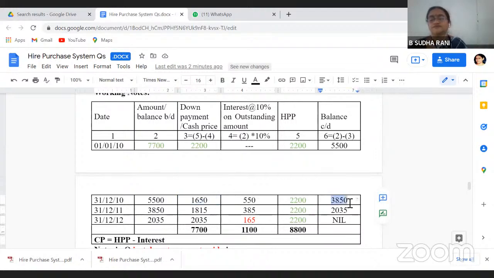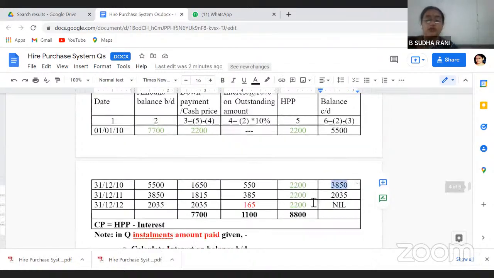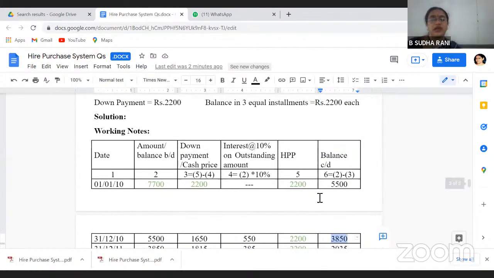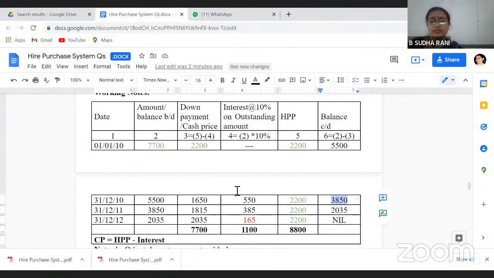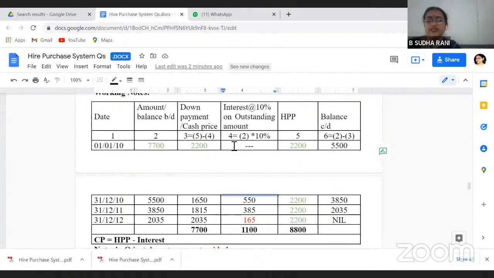3,850. Children, this will be very helpful to you, and very easy and important for working out problems on hire purchase. I think I'm clear. I'll repeat once again. The green figures are given in the question. If you understand how you are allocating and dividing the first 2 years, you will automatically be able to do the remaining years, however many there are.